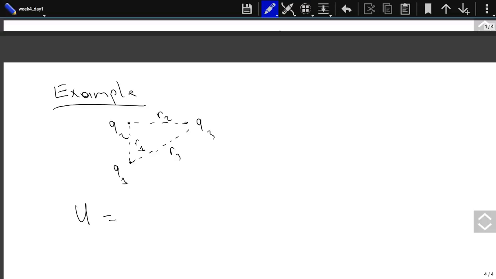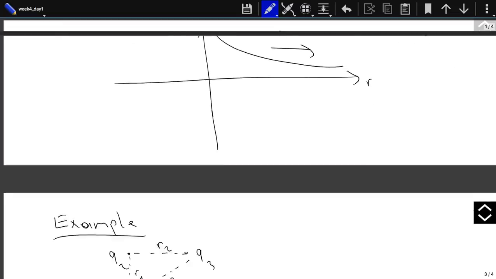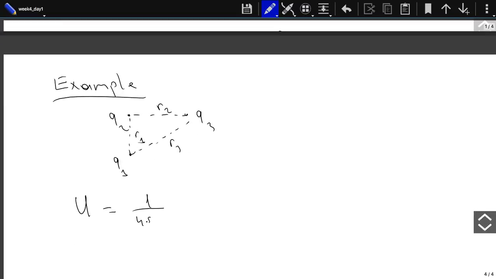Then we bring Q2. How much work we have to do now? Q1 was already there. And since there were no other charges in the system, when we bring Q1, we didn't do any work. But then we are bringing Q2. We had already evaluated how much work we have to do. It's just our previous expression. This one, 1 over 4 pi epsilon 0, Q1 times Q2 over R1.